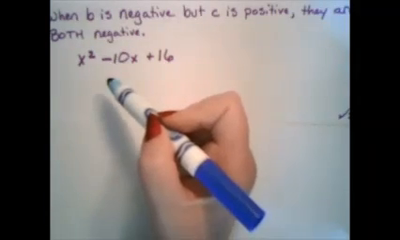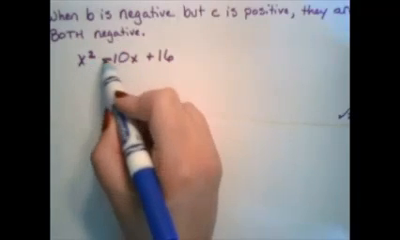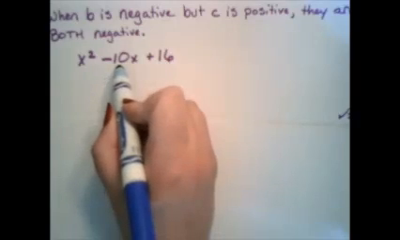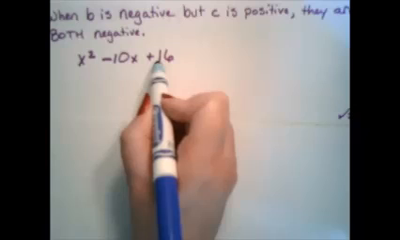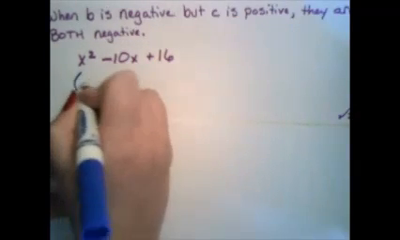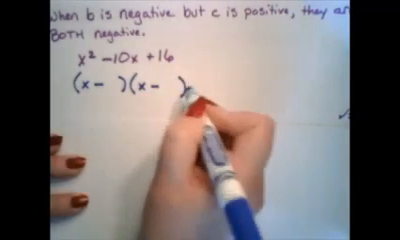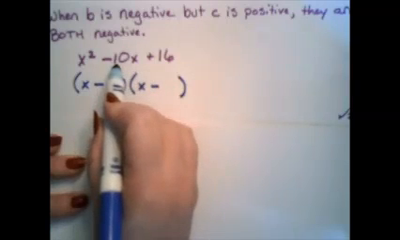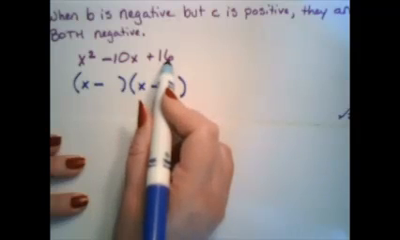Then they start to throw a monkey wrench in it. Remember this is ax squared plus bx plus c, so this is a, this is b, this is c. What happens when b is negative but c is positive? That means that both the numbers in the parentheses are negative, because when you add a negative to a negative, you're going to get a bigger negative, but when you multiply a negative by a negative, you get a positive.